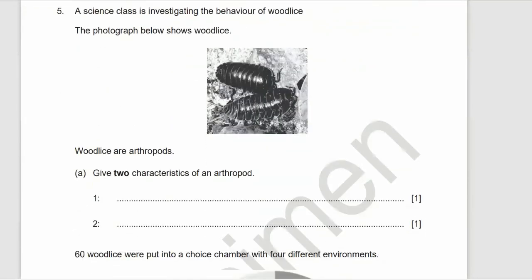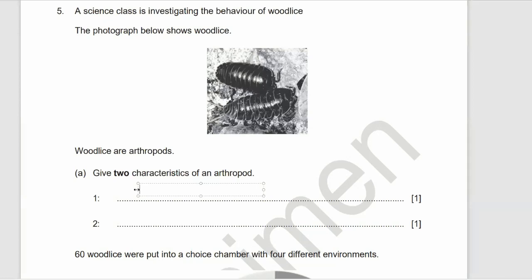So question 5, a science class is investigating the behavior of woodlice. The photograph shows woodlice. Woodlice are arthropods. Give 2 characteristics of an arthropod. So if you're a little arthropod, what are 2 of the characteristics? And you need to know the characteristics of arthropods. It's part of the syllabus for the ISEB.